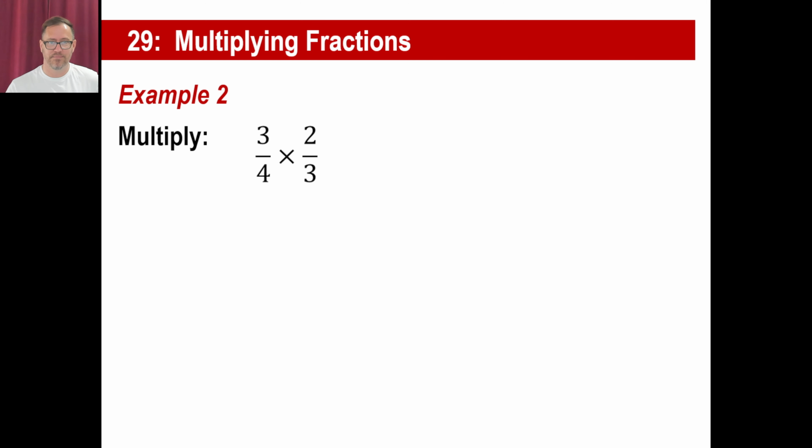Multiply that. Okay. Well, there's two ways to look at this. You can do either way you want. You can either just brain dead go 3 times 2 is 6, 4 times 3 is 12. Okay, 6 over 12, I'm going to reduce that fraction. 6 goes into 6 one time, 6 goes into 12 two times: 1/2.